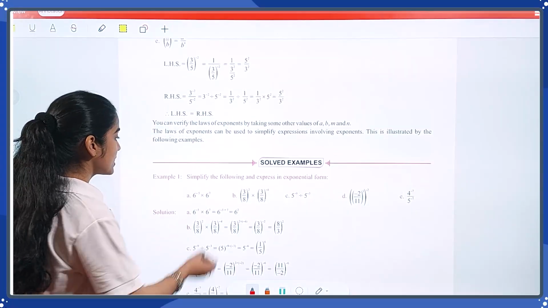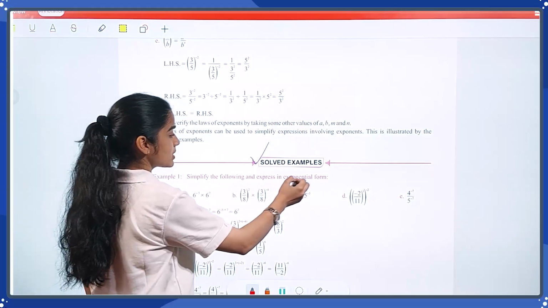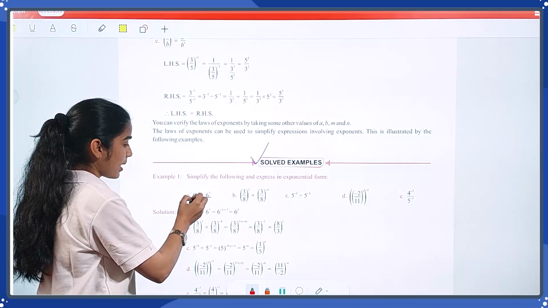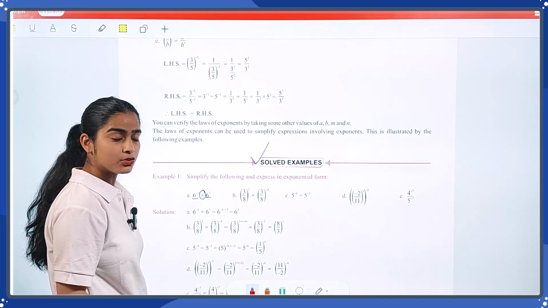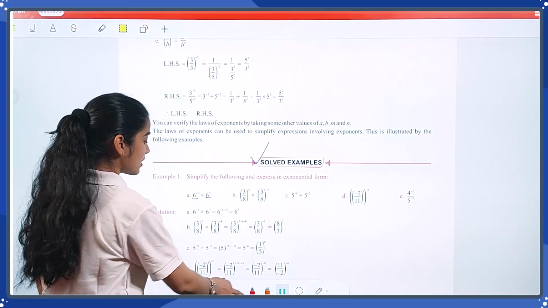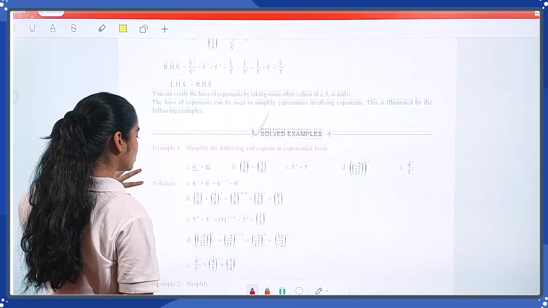So the first one, now we have an example. Simplify the following and express in exponential form. We have common base 6 and 6, with exponents minus 5 and 7. We have a sign of multiplication, which means we have to add these values together. Minus 5 plus 7 is 2, so 6 raised to the power 2.